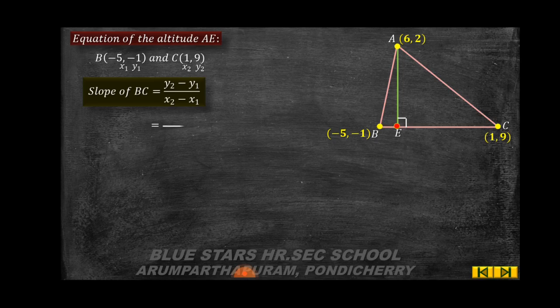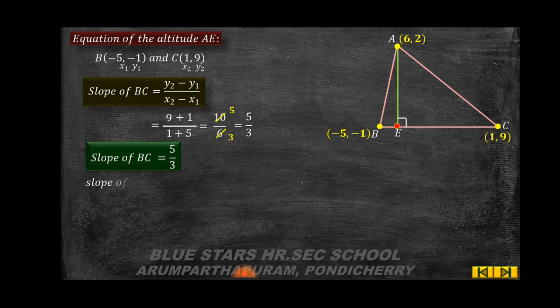So the slope of BC is equal to (y2 - y1)/(x2 - x1). So substitute the values in the formula. You get 9 minus y1 value, which is -1. So minus into minus is plus, divided by x2 which is 1 minus x1 value which is -5. So minus into minus is plus, which is equal to 10 divided by 6. After simplification, you get the slope as 5 by 3. So therefore, the slope of BC is equal to 5 by 3.